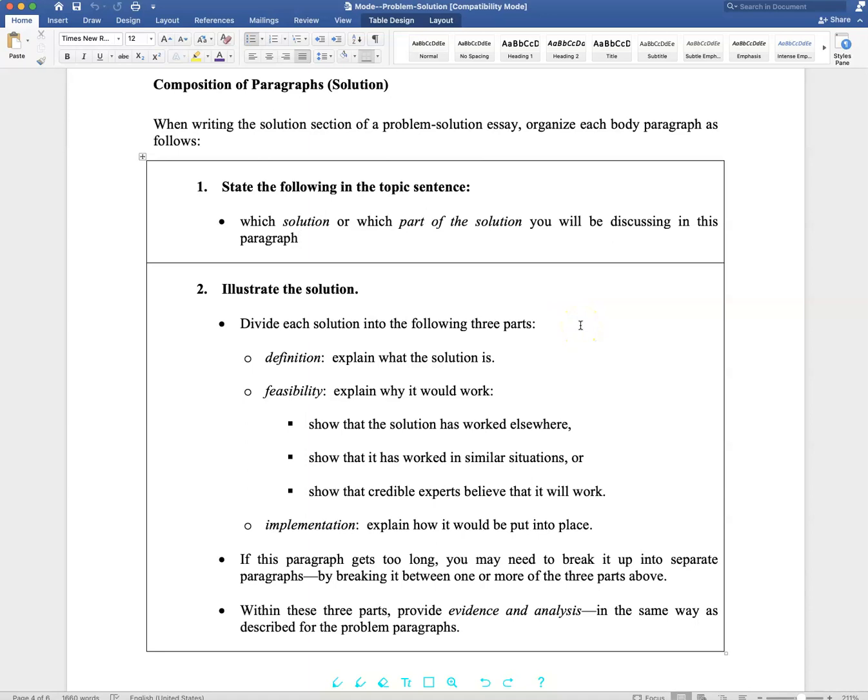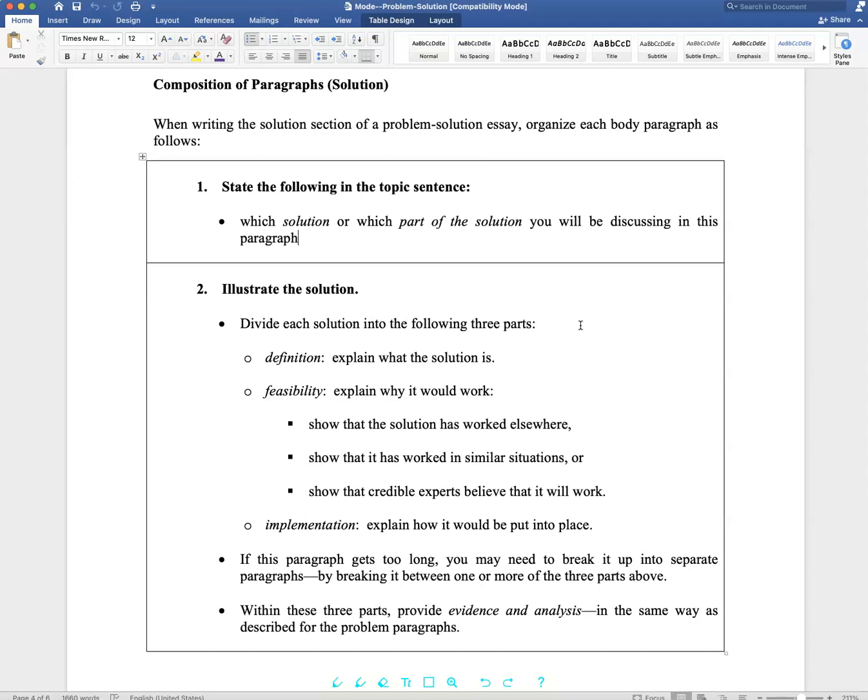So for each solution paragraph, you've got three parts: definition, feasibility, and implementation. You start by defining, explaining what the solution is. That's what you must begin with. You must explain exactly what is it that you are saying people should do to solve this problem. And you need to be specific in doing that. Then you can move on to either feasibility or implementation. It doesn't matter which order you go there. You definitely need to have definition first, but after that you could do the feasibility next or the implementation next, whatever flows better. Just make sure that you do both of them.